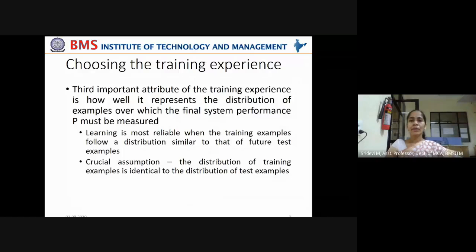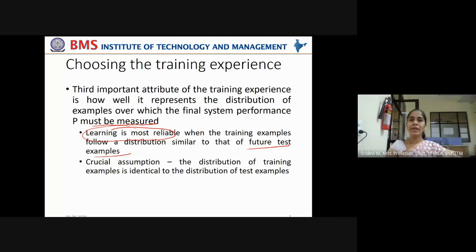Now, the third important attribute we are talking about is the training experience. The important attribute of the training experience is how well it represents the distribution of examples on which the final system performance must be measured. Now, learning is most reliable when the training examples follow a distribution similar to that of the future examples. But is that the scenario that every learner faces?